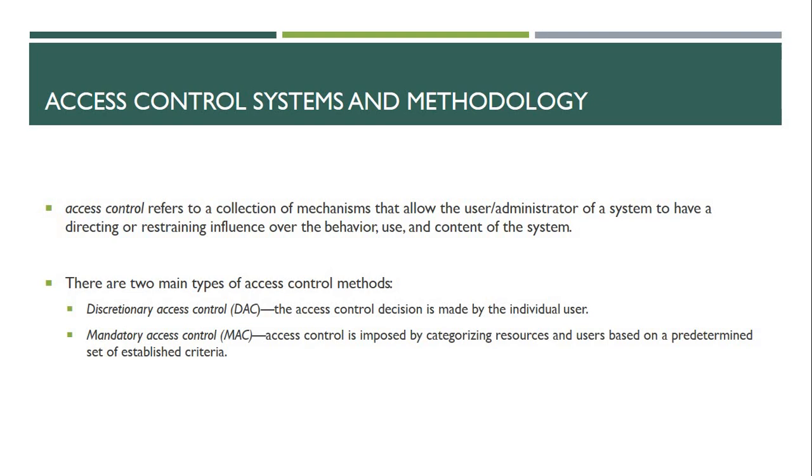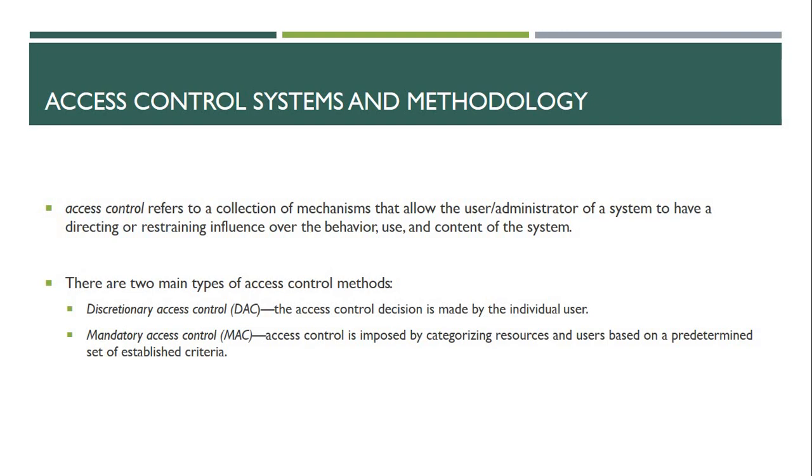By the CBK definitions, access control refers to a collection of mechanisms that allow the user or the administrator of a system to have a directing or restraining influence over the behavior, use, and content of the system. Consequently, access controls are enforcement mechanisms that determine whether an action is authorized to occur. Access control methods determine what a user can access in the system. Users' actions can be monitored for accountability, and there are two main types of access control methods.